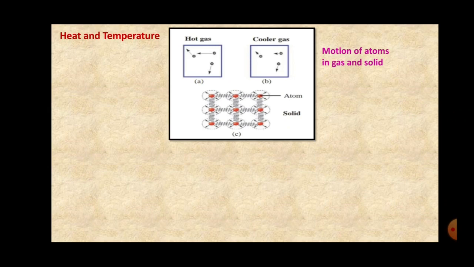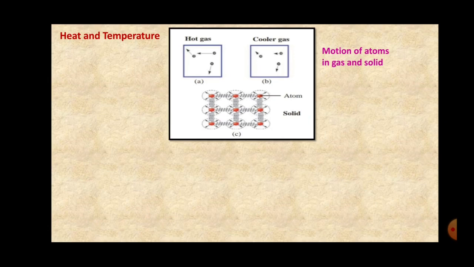That is, A is having high temperature because it is hot, and B is having low temperature because it is cooler compared to A. Now the direction and the length of the arrows which you can see are attached to the atoms. They show the direction and the magnitude of the velocity of the atoms, right?